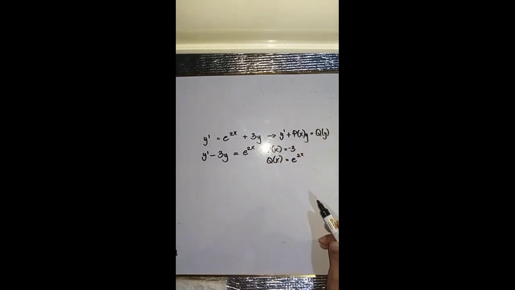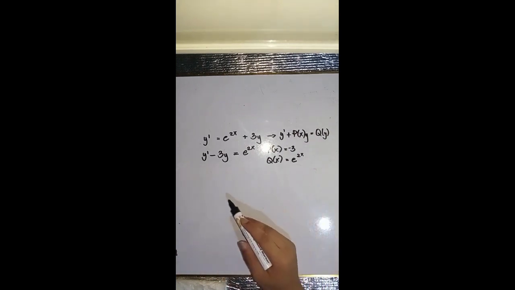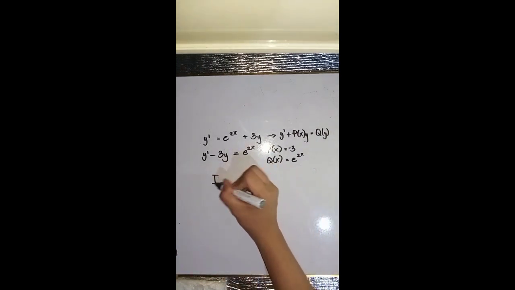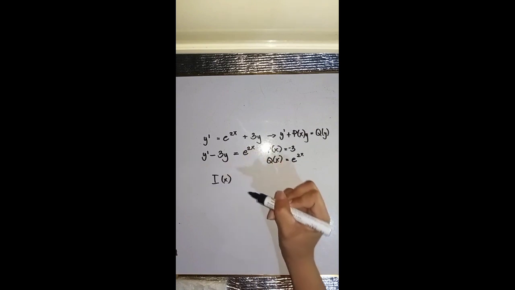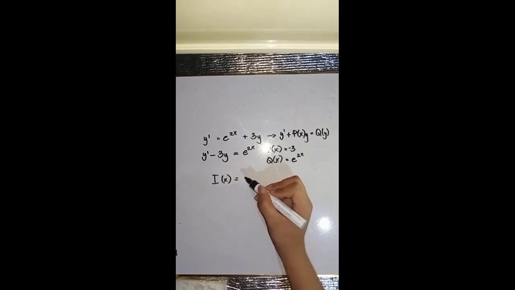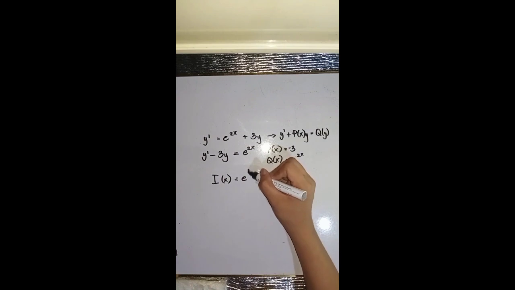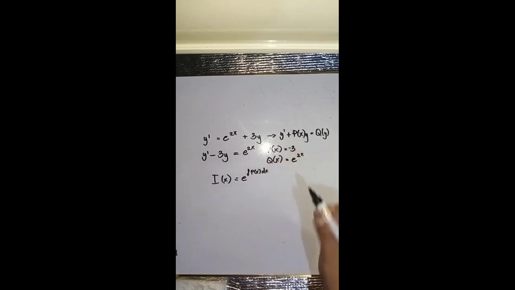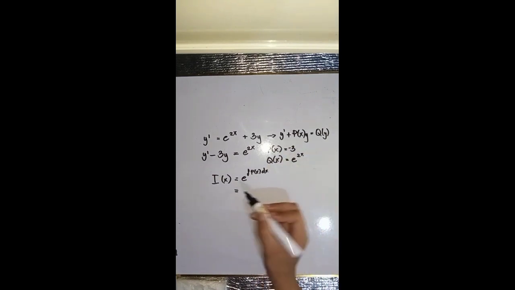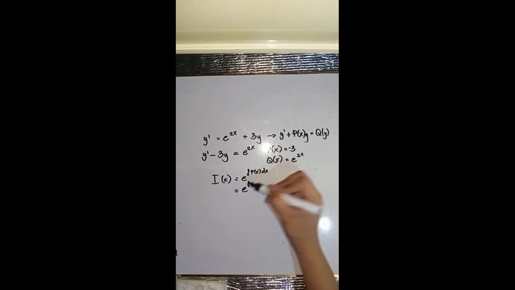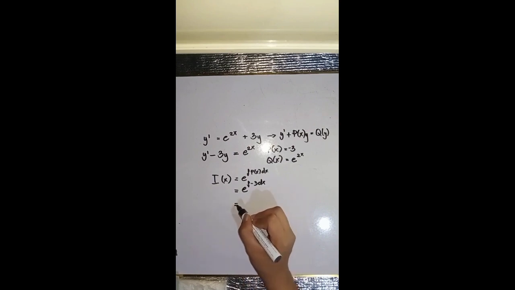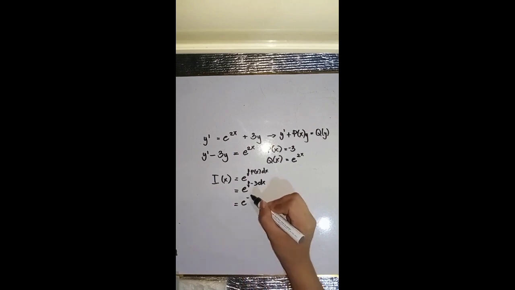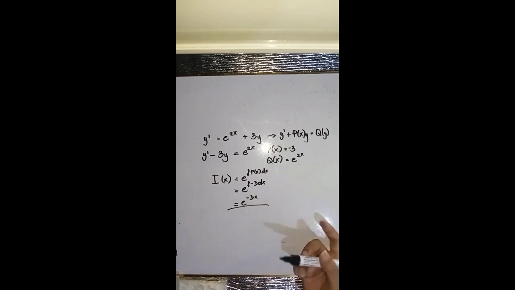Now, with this identified, we can now solve for the integrating factor. So the integrating factor is equal to e raised to the integral of p of x dx. Now to substitute the value: e raised to the integral of negative 3 dx. To simplify, e raised to negative 3x. So this is our integrating factor.